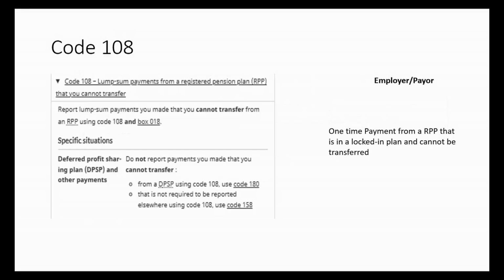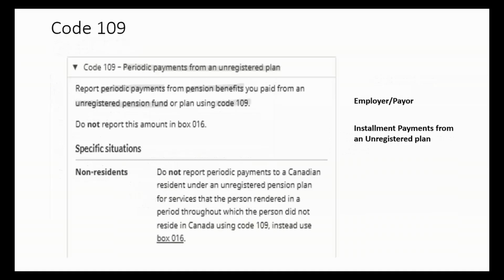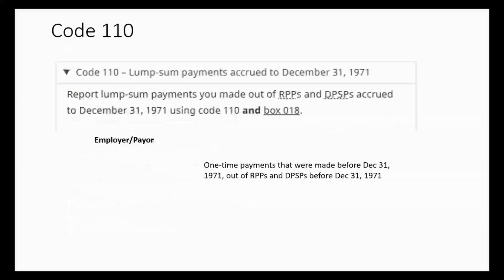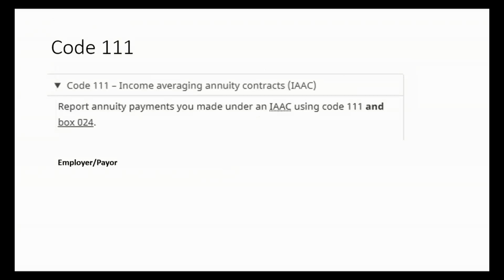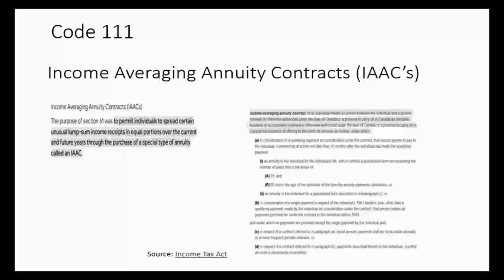Code 108, lump sum payments from a RPP that you can't transfer. Code 109, periodic payments from an unregistered plan. Code 110, lump sum payments accrued to December 31st, 1971. So one-time payments that were made before December 31st, 1971 out of RPPs, your registered pension plan, or deferred profit sharing plan. Code 111, income averaging annuity contracts. So we talked about annuities.